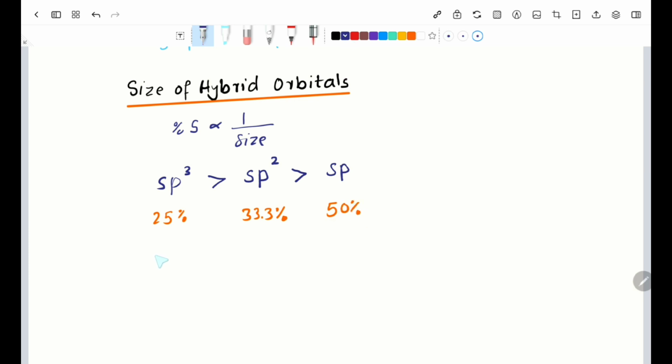If you look at the diagram, this is carbon's nucleus, and this will be the sp3 hybrid orbital. For sp2, this is carbon nucleus, and this will be the sp2 hybrid orbital. For sp, this is carbon nucleus, and this will be the sp hybrid orbital size.